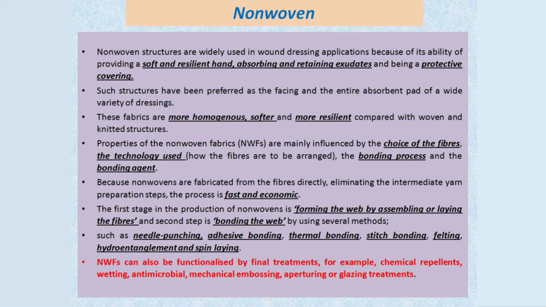And you can choose any type of fibers to produce wound dressing non-woven structures and different bonding techniques. Fast and economic forming of the web by assembling or laying the fibers is the first step, and the second step is the bonding of this web. As I told you before, there are different techniques you can apply. And these are some techniques basically: needle punching, adhesive bonding, thermal bonding, stitch bonding, felting, hydro entanglement, and spin laying are some of the very well-known non-woven production methods, we can say.